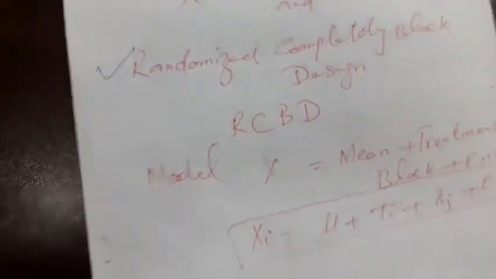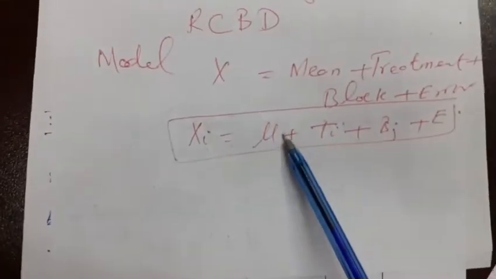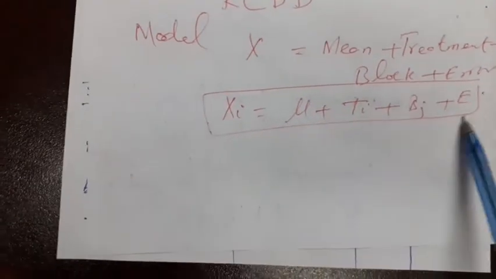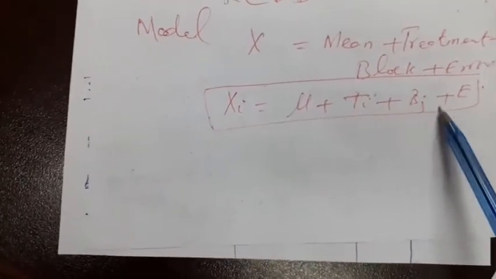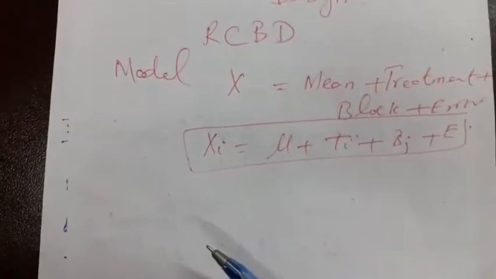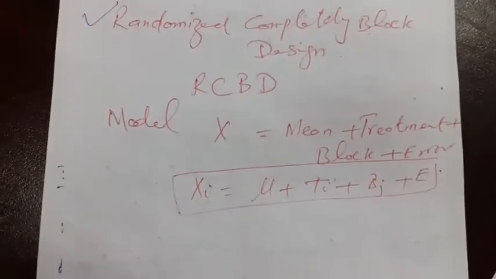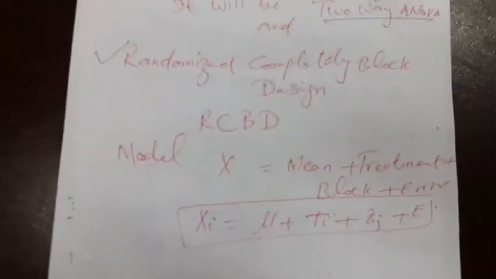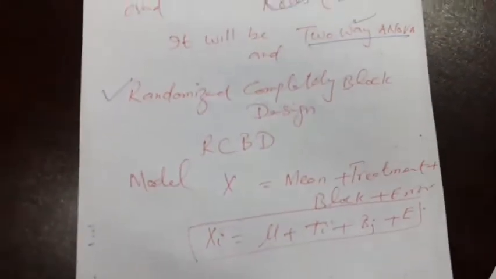For it, the model: x is the values, mu same here, treatment same here, error same here. Here the term that should be added is the block. So it is the model of the RCBD. Very simple to construct. One thing I want to explain here: the model is totally based on the number of observations, the number of data we have collected.